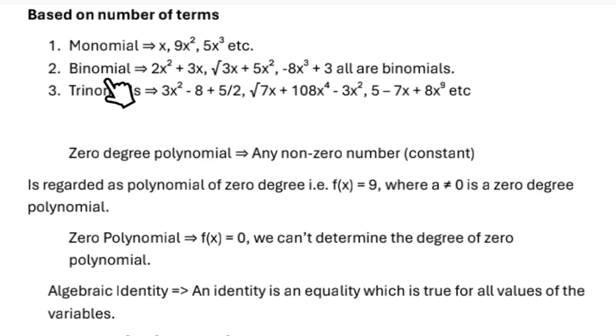So binomial has two terms and trinomial has three terms.